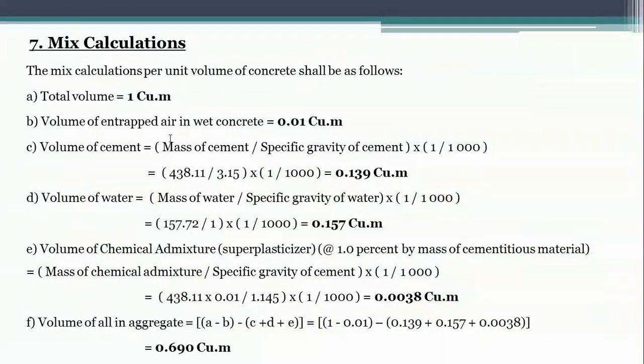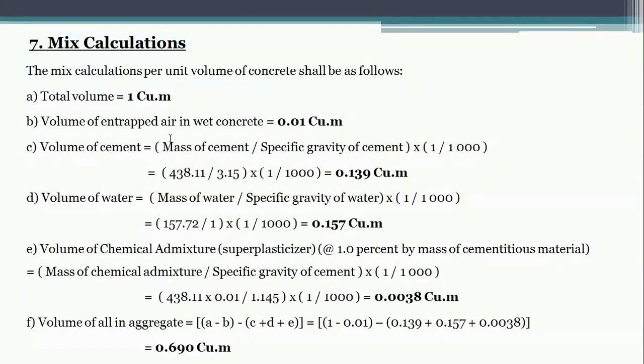After doing all this, next is the mix calculation. This is very important. Whatever calculations we did in the previous steps, we have to incorporate here. The total volume is 1 cubic meter, because whatever mix design we do is for 1 cubic meter of concrete. Next, the volume of entrapped air in wet concrete. We got to know it is 1% in the second step. If you have doubt, you can go back and check once I upload the video on YouTube. So 1 by 100, you will get 0.01 cubic meter.